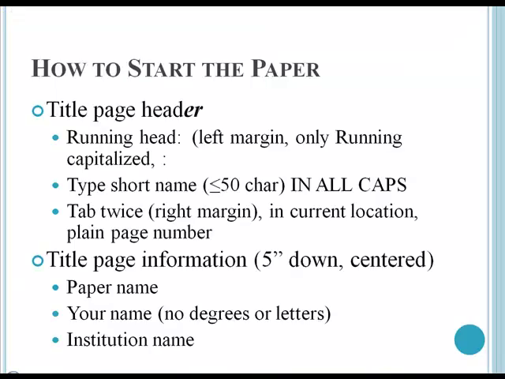Here's the next slide. We're going to make our page header. We're going to write the words Running head in the left margin, and we're only going to capitalize the first letter, and then we'll put a colon at the end. We'll type the name of our paper in all capital letters, 50 or fewer characters. If you have more than 50 characters, you have to use only the main words. Then we'll press the tab key twice to get to the right margin, and in the current location, add a plain page number. I'll show you how to do that.